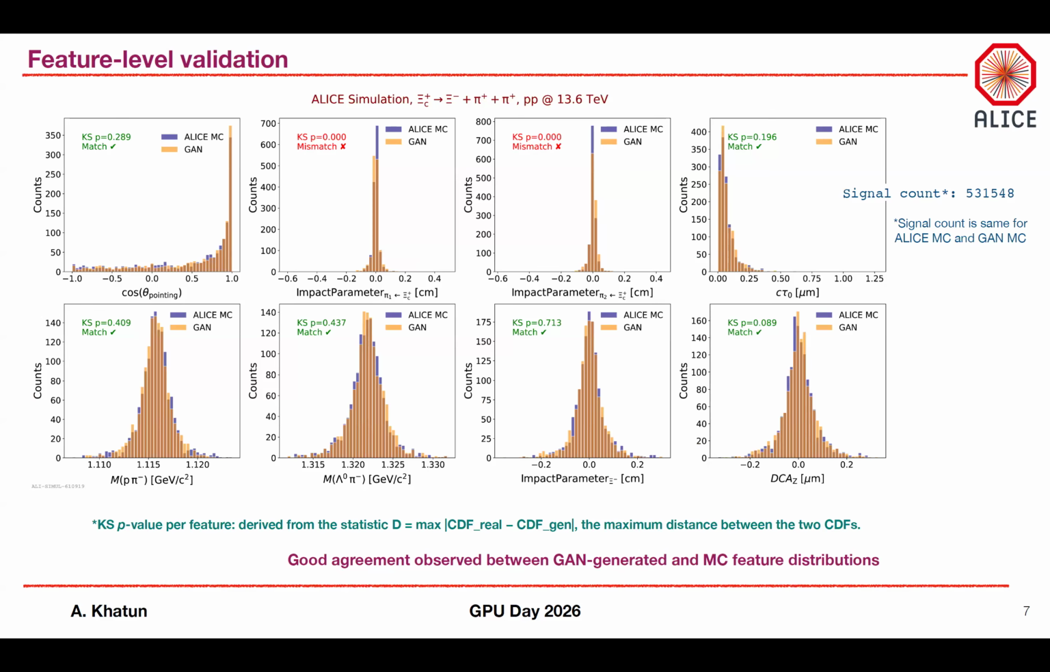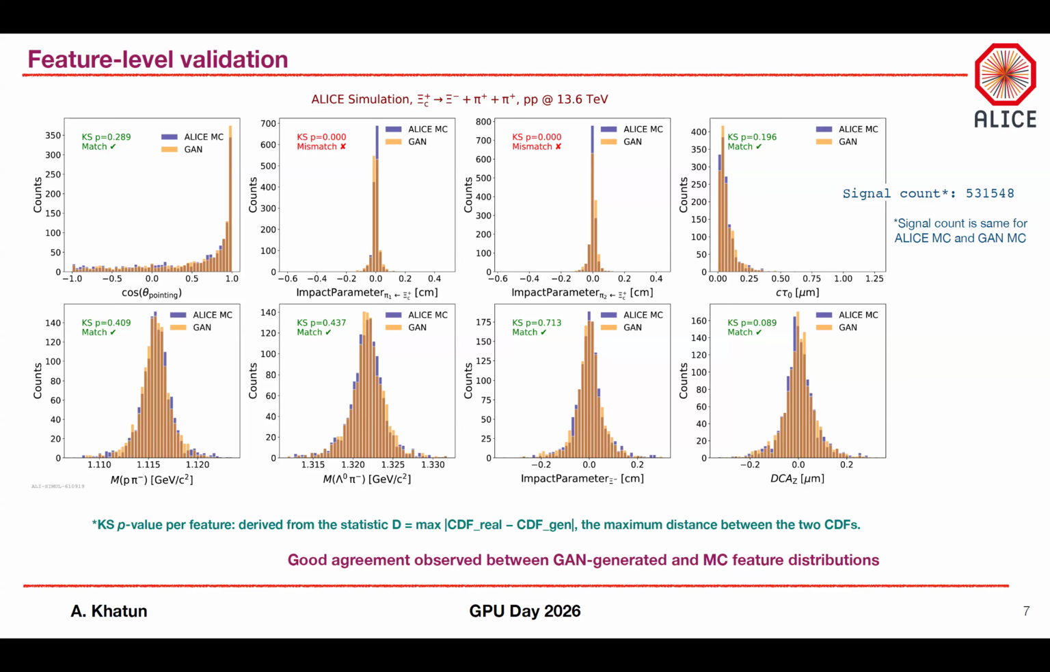First is the feature level validation. After the final training, we want to see how well it matches the actual Monte Carlo. Here you can see visually they are pretty well matched with the actual ALICE Monte Carlo, the GAN sample.